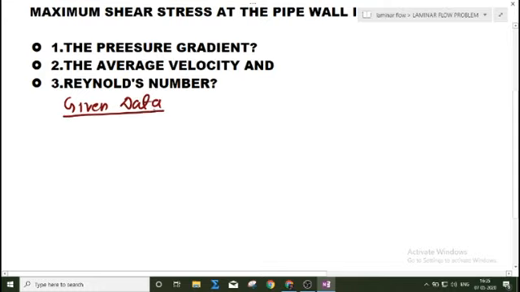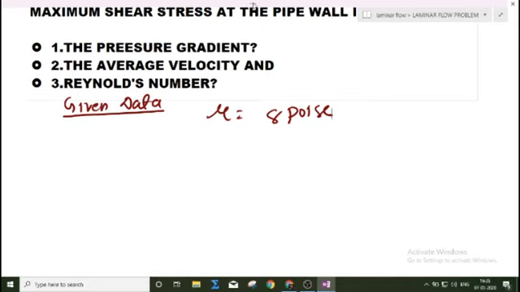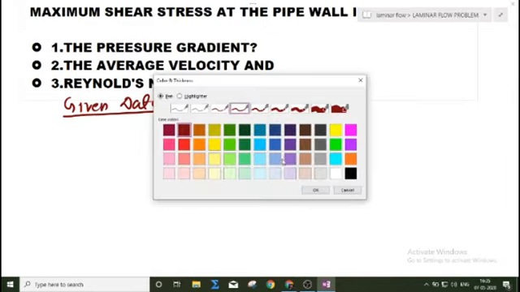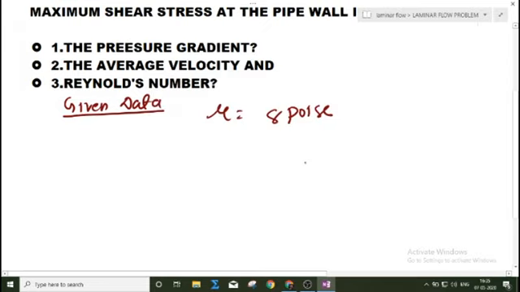The given data are: mu is given to you as 8 poise. Let me make it darker so that it can be clearly visible. I can convert this mu, 8 into 0.1, so this is coming to 0.8 Pascal second.